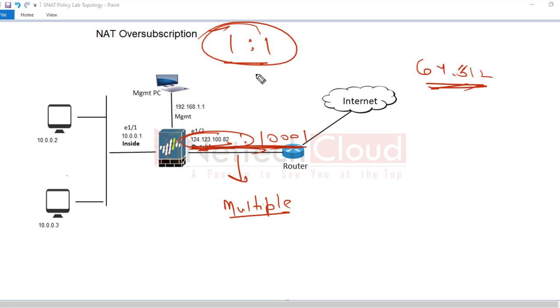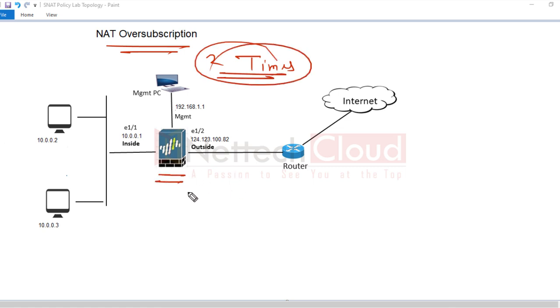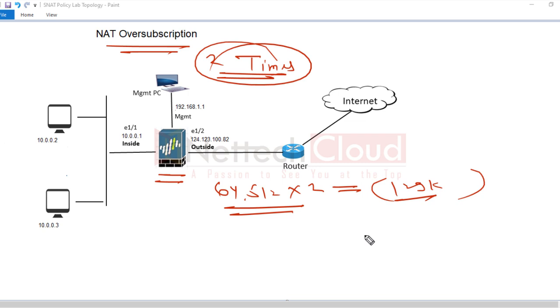But if NAT oversubscription is something like 1:2, or maybe 4 or 8, what does it mean? With dynamic IP and port, NAT will allow the IP address and port pair to be used 4 times, or 2 times, or 8 times in current sessions. Let me take this example. If NAT oversubscription is just 2 times, what would happen? Now this Palo Alto Firewall will support a maximum of 64,512 multiplied by 2 concurrent sessions, approximately 129K. So the number of concurrent connections or sessions has increased now.